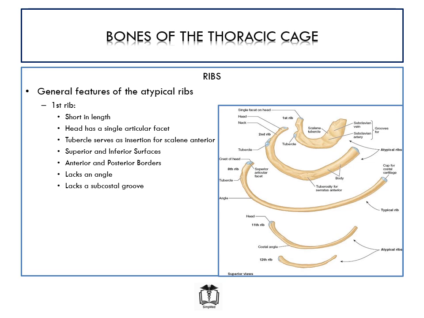Another important difference between the first rib and the typical ribs is the fact that it lacks an angle and it lacks a subcostal groove. So these are important points to note about the first rib.